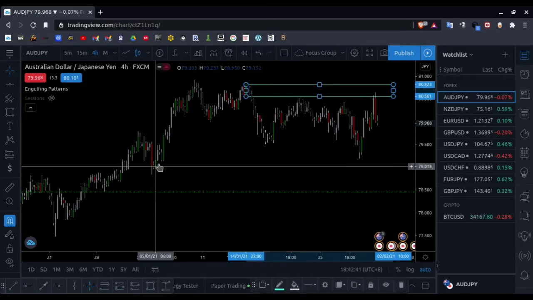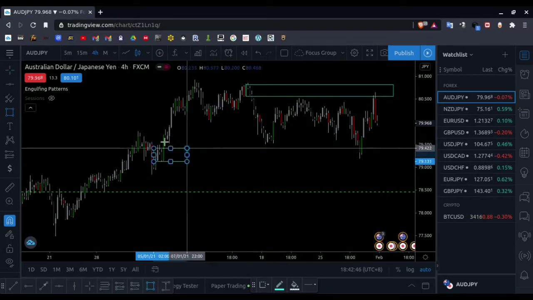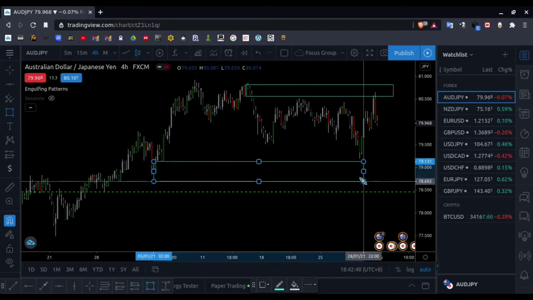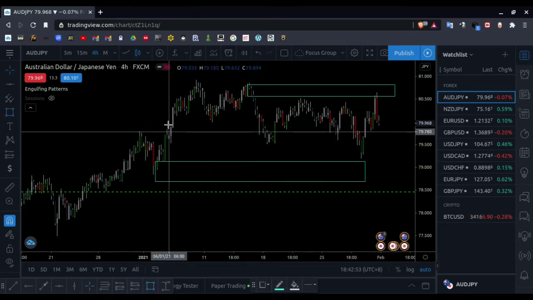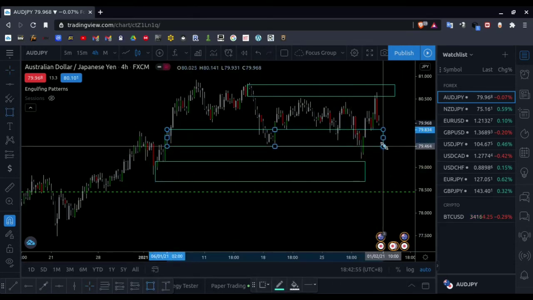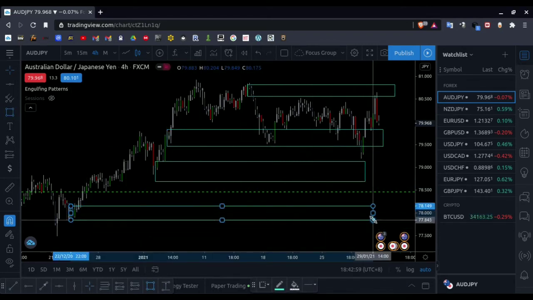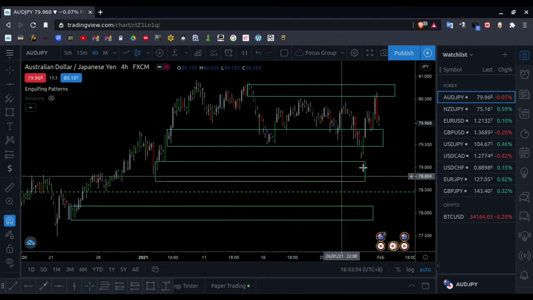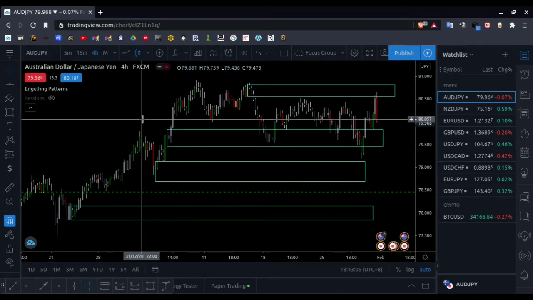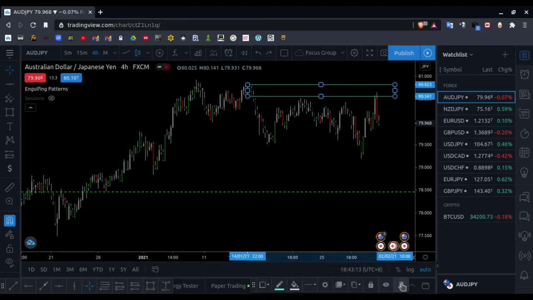But what happens when you find yourself in a situation where there are just too many zones? Like maybe there's a zone here, a zone over here, maybe you find another zone somewhere over here, and then maybe you have a zone over here, and you just have zones all over the place, and you don't know which ones are gonna work, which ones are gonna be the best ones to work from. So in this case, you can use your Fibonacci tool.